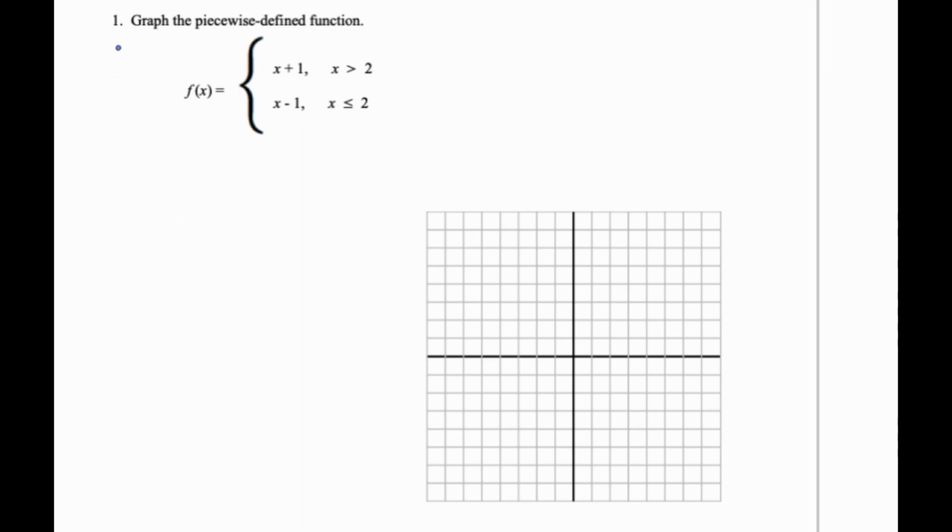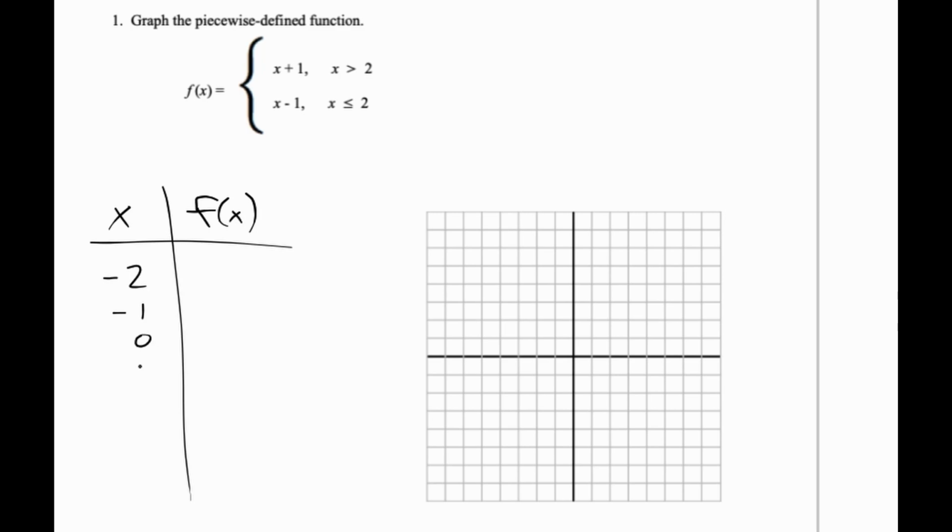How would I actually go about finding the actual coordinates by hand if I didn't have Desmos? I would make a table like this. Have x's, and then we can do f of x. And come up with some different x's that you might plug in, like -2, -1, 0, 1, 2, 3, and so on. Now you have to decide what formula to plug in for f of x depending on the x you have. There's an important cutoff here at 2.